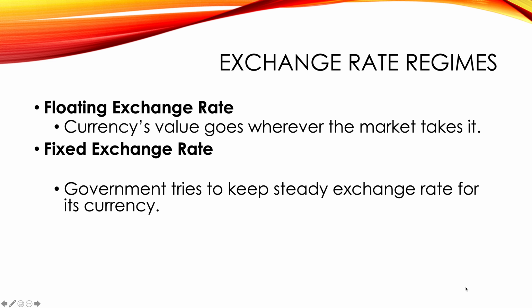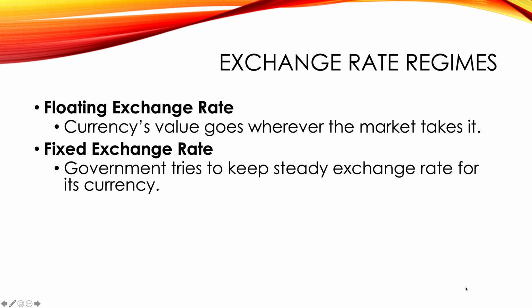Second, this is the opposite, a fixed exchange rate. This is when a government tries to keep its exchange rate steady for its currency. And again, there's not just one exchange rate, but there's exchange rates with all different currencies around the world. But the government plays an active role in trying to keep the exchange rate the same. They don't let it just float wherever the market takes it. The government has a target that they're trying to hit.